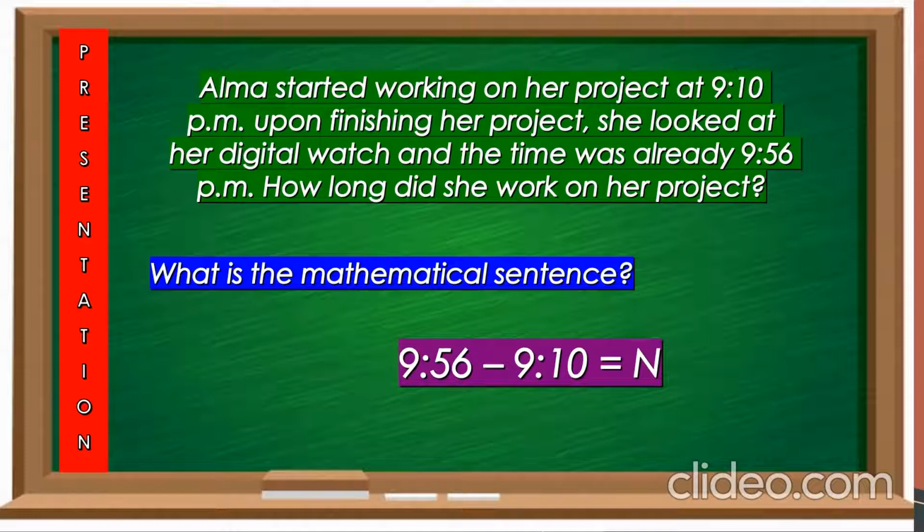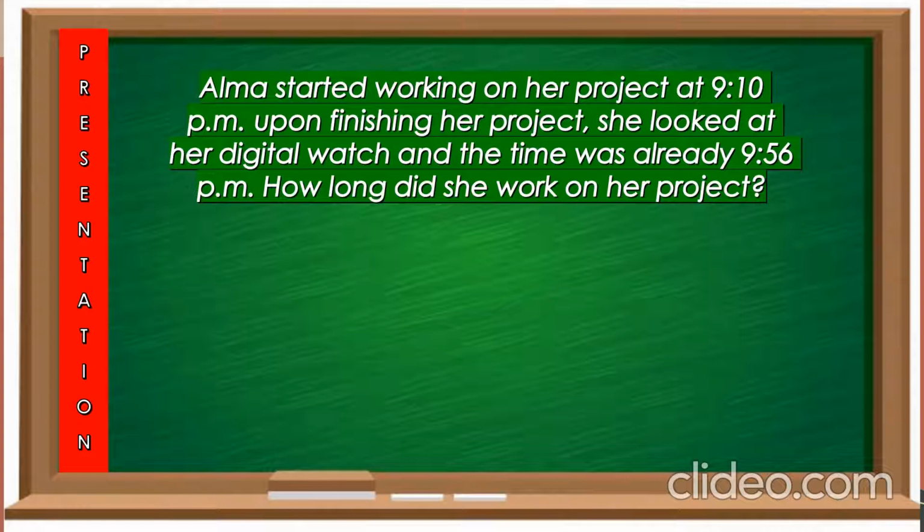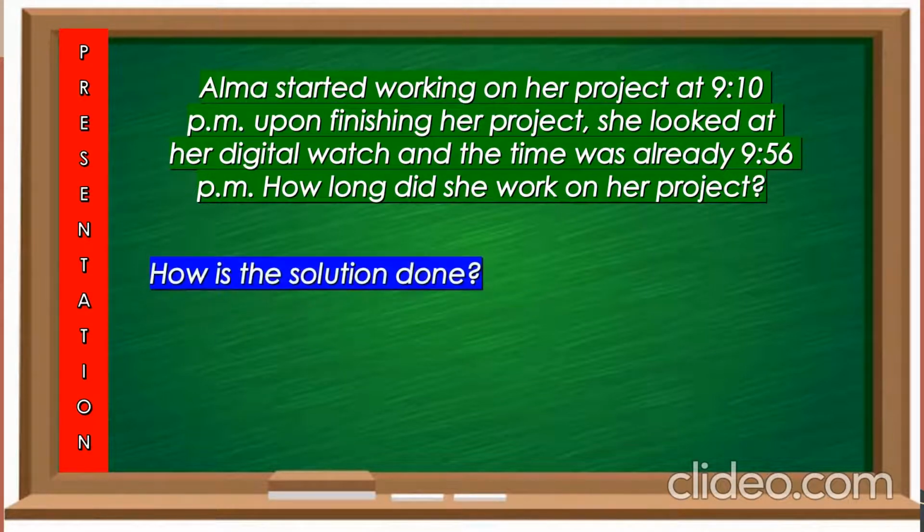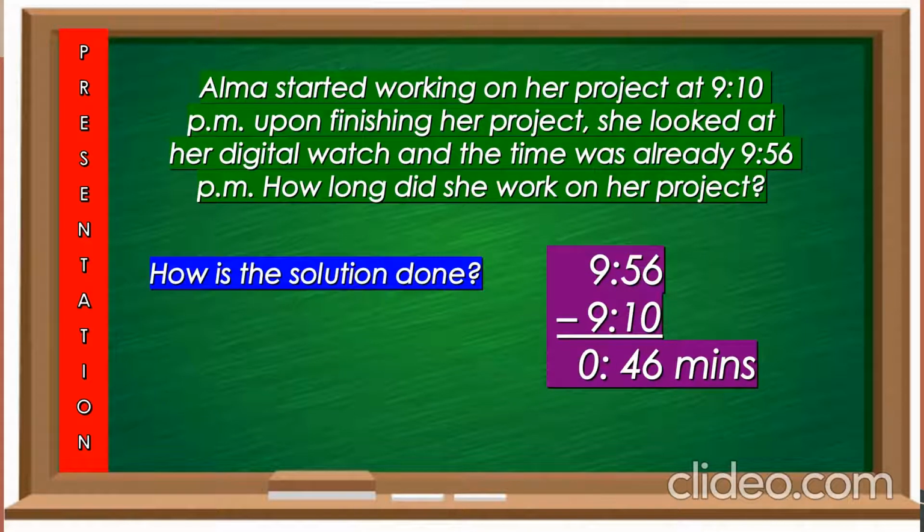Now that we have already planned, we need to show our solution, and that is the fifth step. So how is the solution done? We have our time ended minus time started. Now let's subtract.